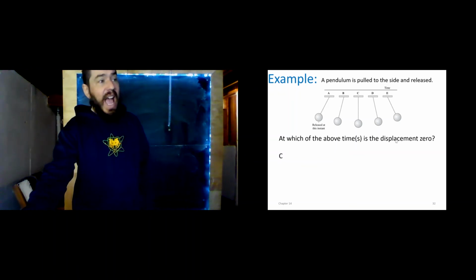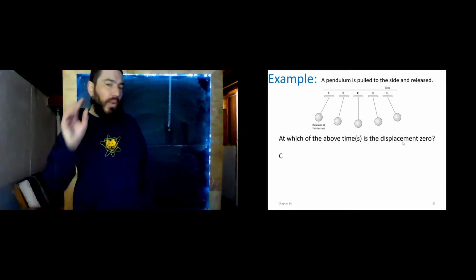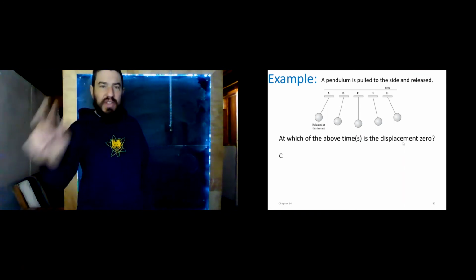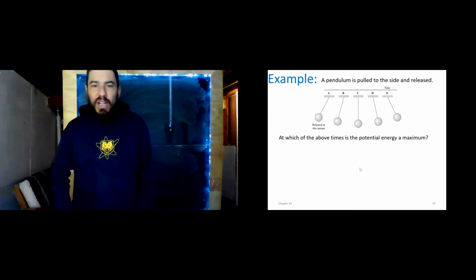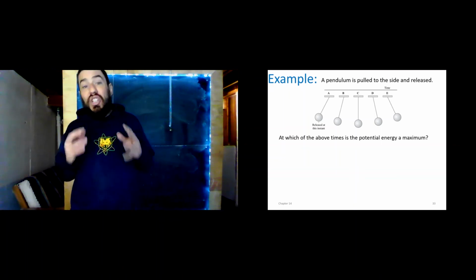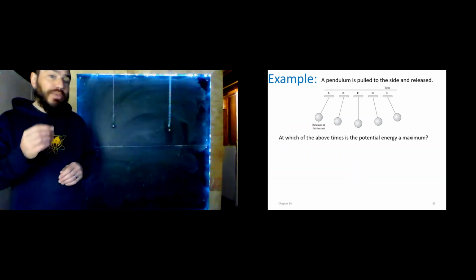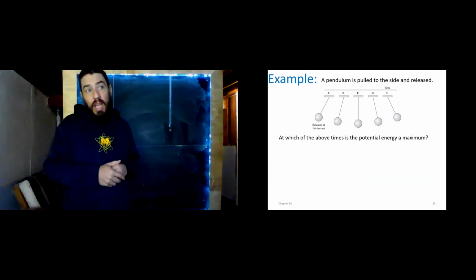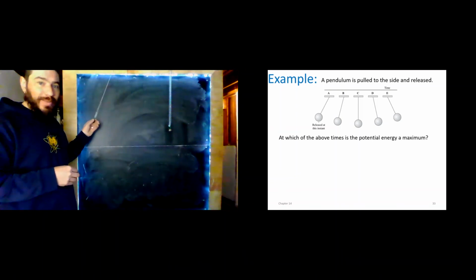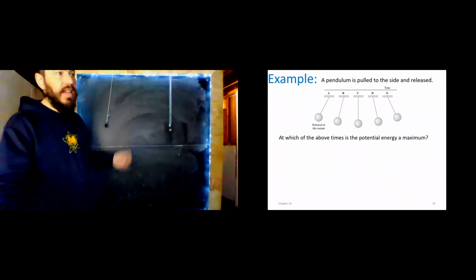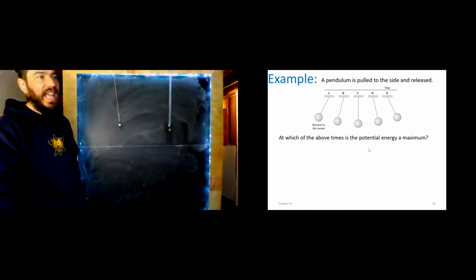C, right? The displacement is 0 at the equilibrium position. That's what we define, right? We should just call the equilibrium position 0. That's at C. When is the potential energy a maximum? Well, the potential energy is a maximum when the object is not moving, because at that point, it has no kinetic energy. At the turning points. In this picture, that is A and E.